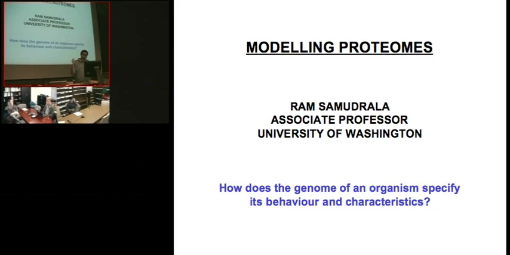Let's start with the fundamental question: how does the genome of an organism specify its behavior and characteristics? If we can understand that here on Earth in extreme environments, we can do that anywhere. We can do it on Jupiter, we can do it on Mars, we can do it on Neptune. And the way we propose to answer this question is by doing something called modeling proteomes.